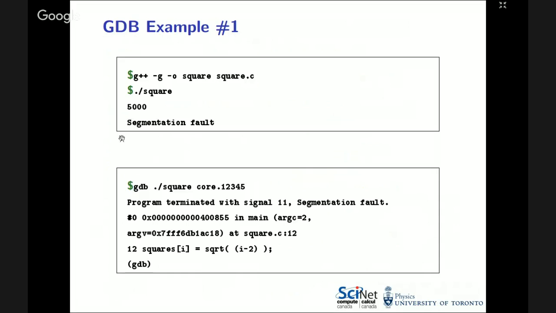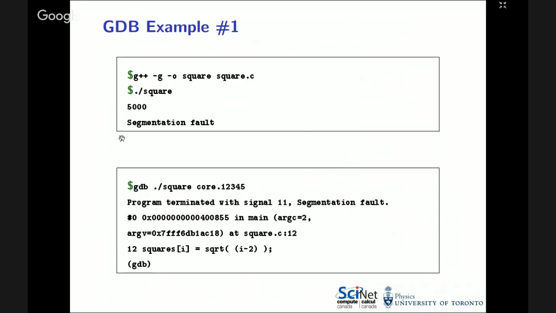When I run a square, I type 5,000 on the keyboard and press enter. It crashes, giving a segmentation fault, because I have ulimit -c unlimited. It generates a core file. It's just the process ID. Every time that you run the code, it will have a process ID associated, and the core file will have the number of the process ID at the end.